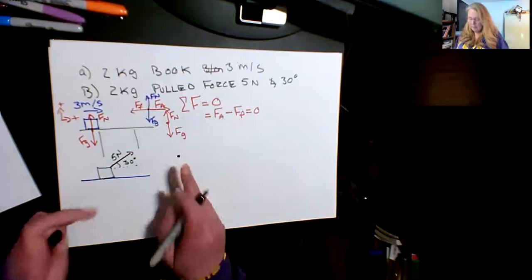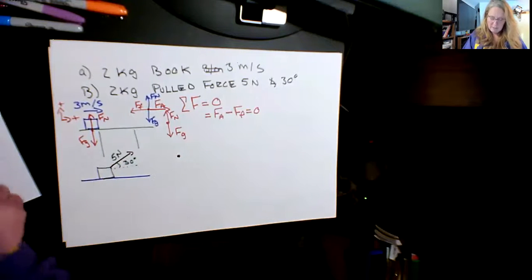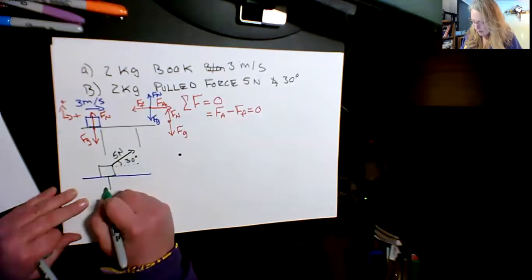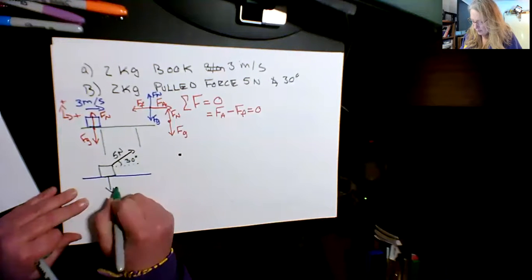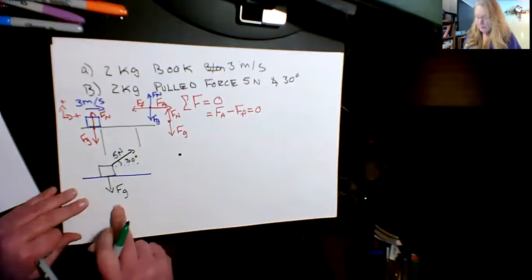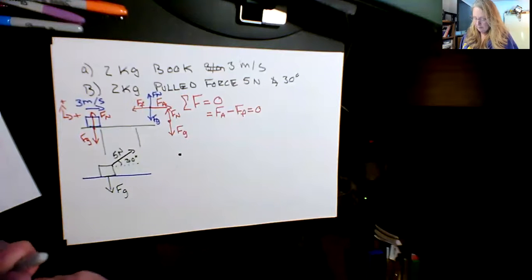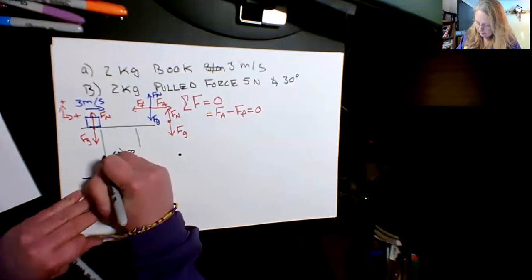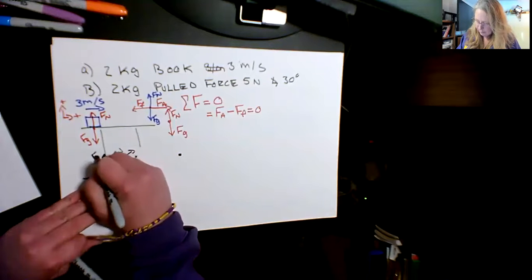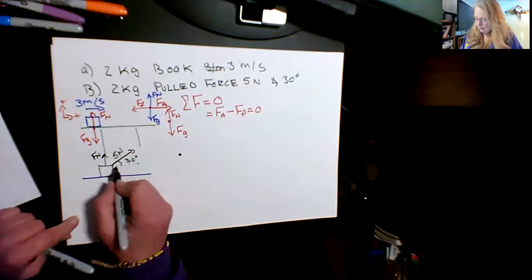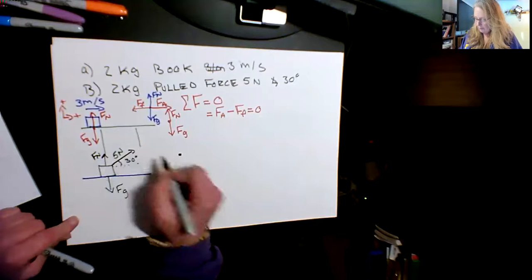For this one, just to remind myself what kind of forces I have, I can label directly on the picture. This is pointing straight down towards the center of the earth. That is the force of gravity. This is sitting on something, so it's going to have a force normal going up. It's being pulled this way, so this is that force.